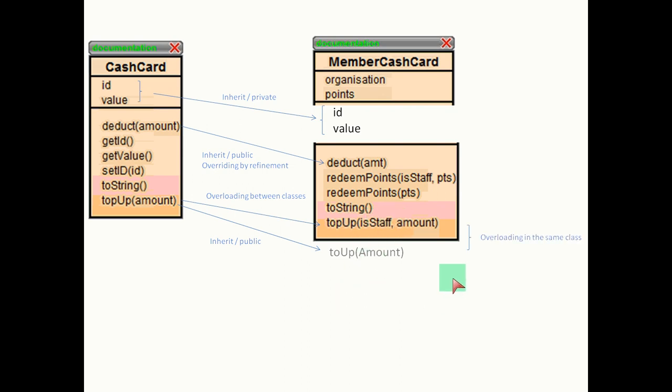So then we have the situation of overloading in the same class. There are two top up here with different signatures, and we also have two redeem points in the same class. I hope this explains the meaning of overriding by refinement and overloading for you using our cash card example from seminar 1.